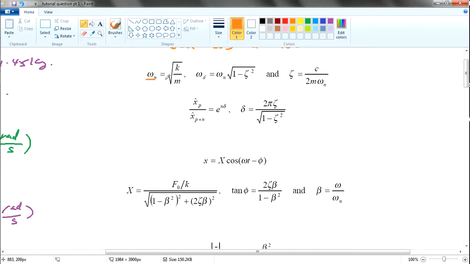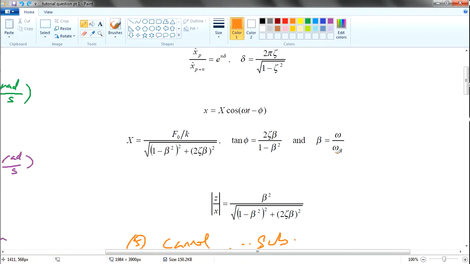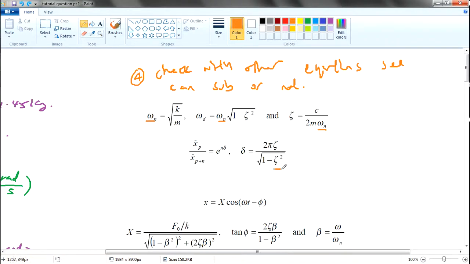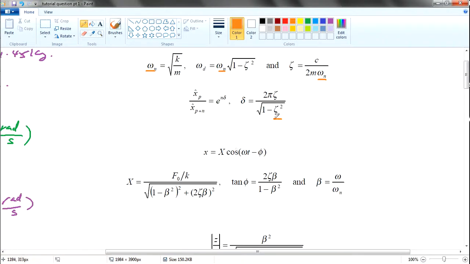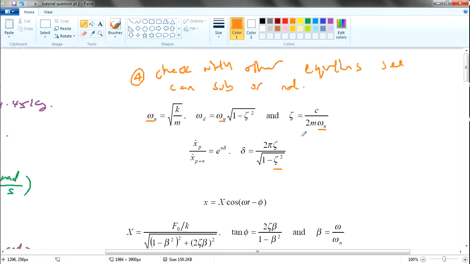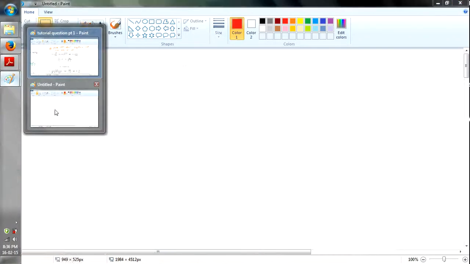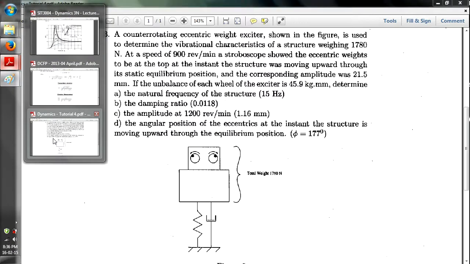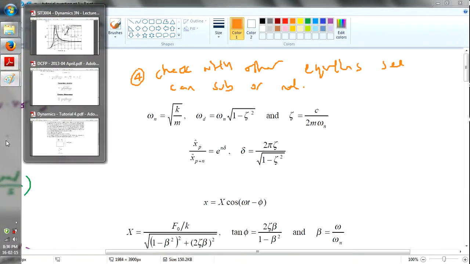You can see everything is in terms of natural frequency. The damping factor is also partly in terms of the natural frequency, and then natural frequency again. It's either natural frequency, damping factor, or whatsoever. So all in all, once you get the natural frequency, you have won the lottery. Without further ado, we shall start answering the question.